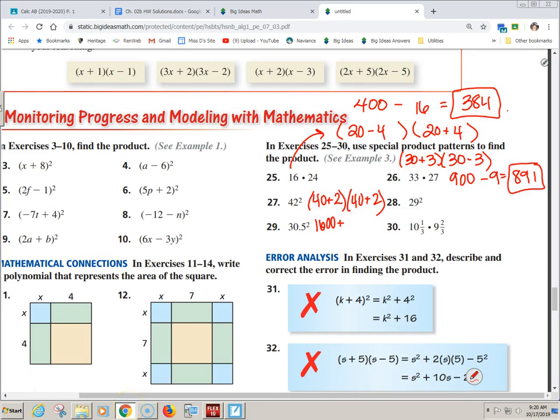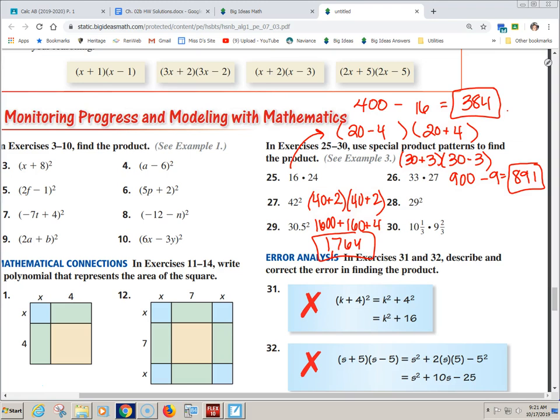What's 2 times 40? 80. But we got to double it. 80 plus 80, or 2 times 80, is 160. Squared. Double the 80. Squared. 1764. No calculator necessary.